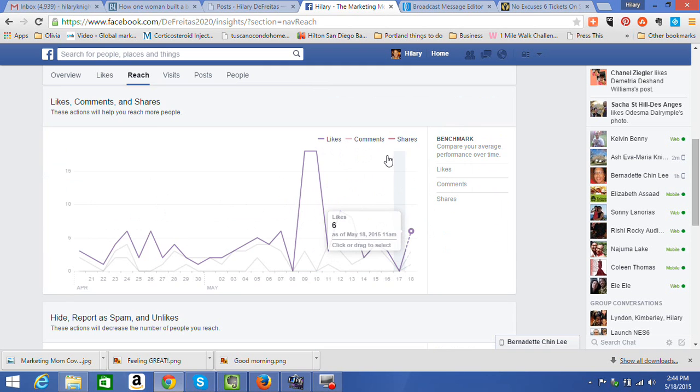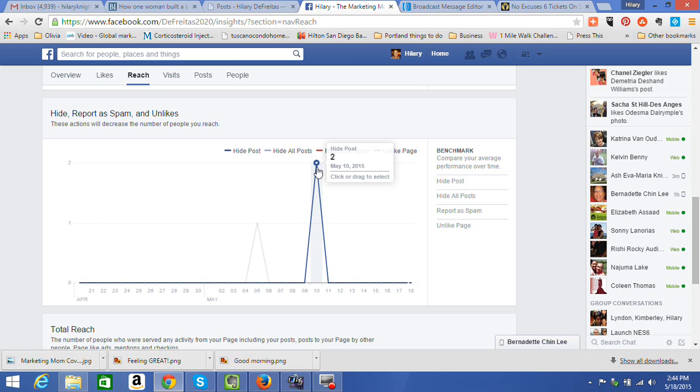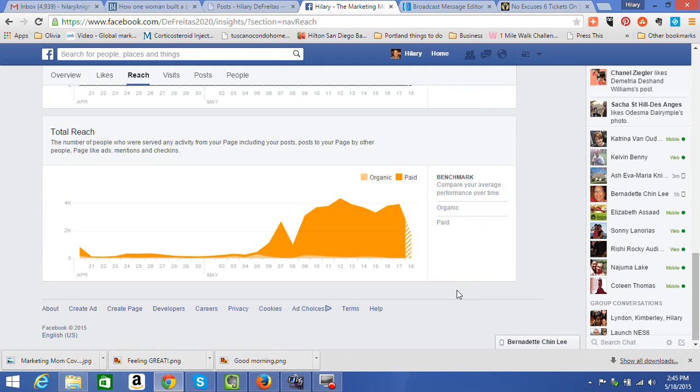These are things that will boost the algorithm in Facebook to show your page to more people who have similar traits. And then these are actions that will bring down your rating. So you want to monitor, particularly if you see unlikes, hidden posts, or even a report as spam, you want to go back and review what posts you did on those days to see if you really need to tweak them or not.